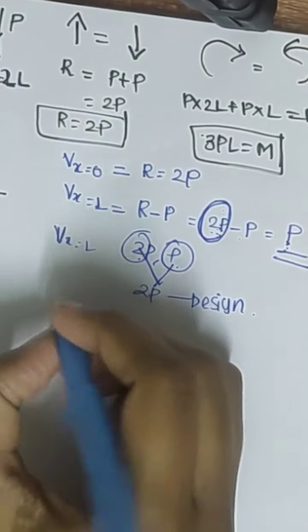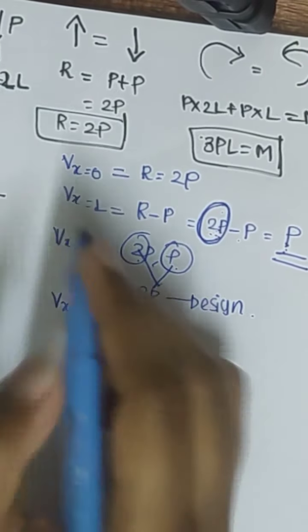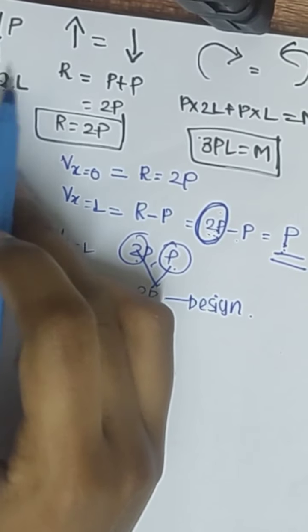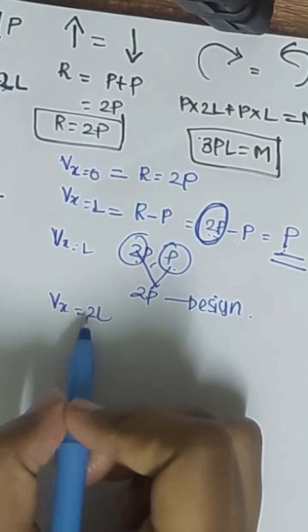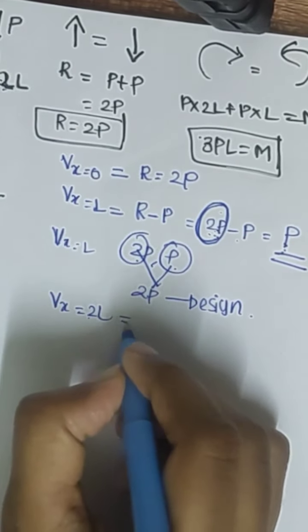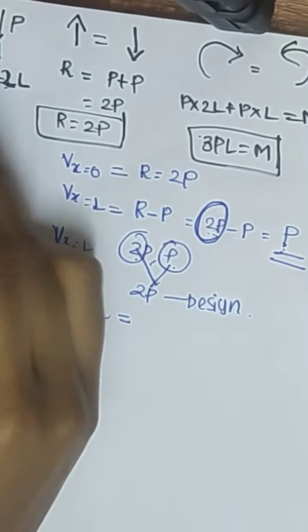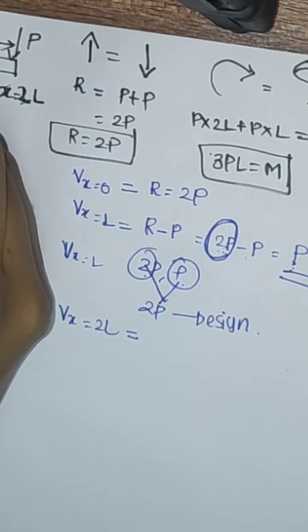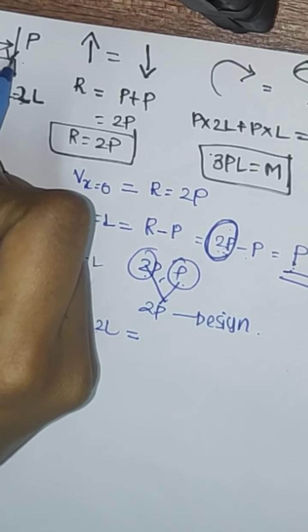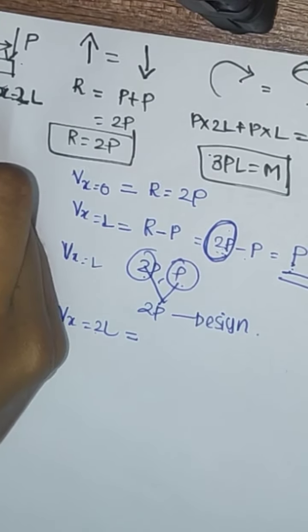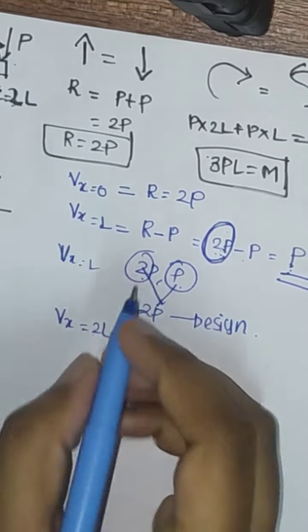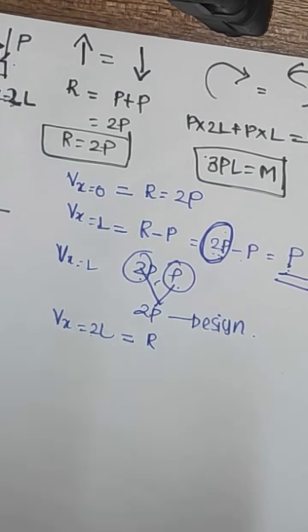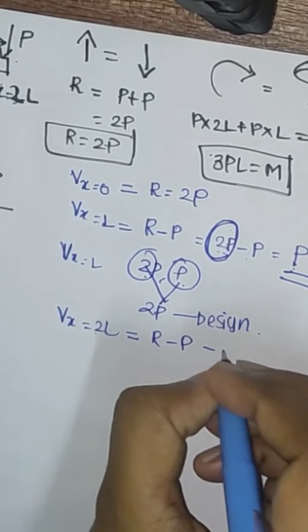Next, if you are finding the shear force at x equal to 2L, here I mistakenly wrote x equal to L, here it is x equal to 2L. So at x equal to 2L, how do we find the shear force? Summation of all the loads before that. There is R and there is P, so R minus P and P.